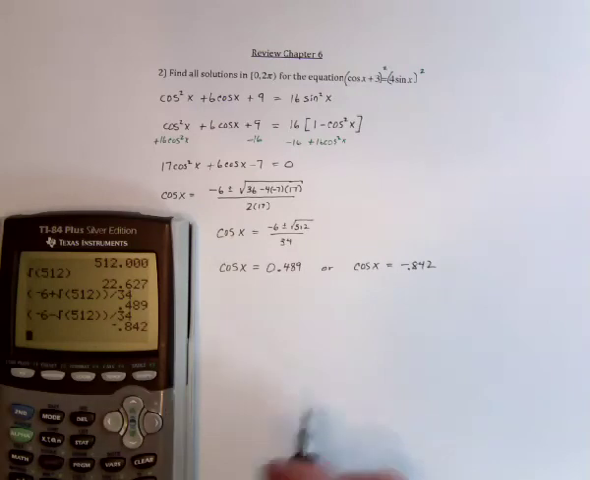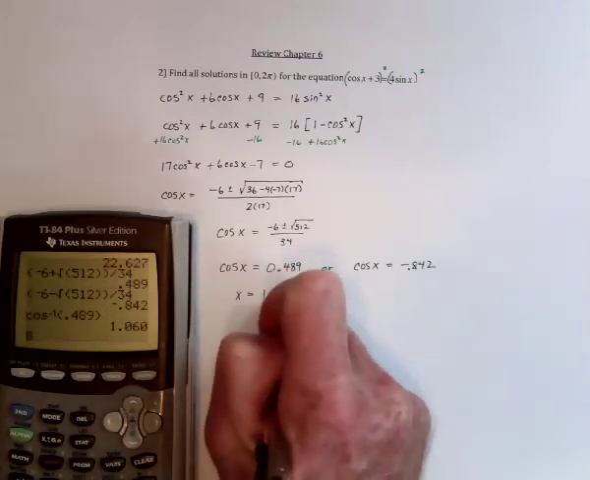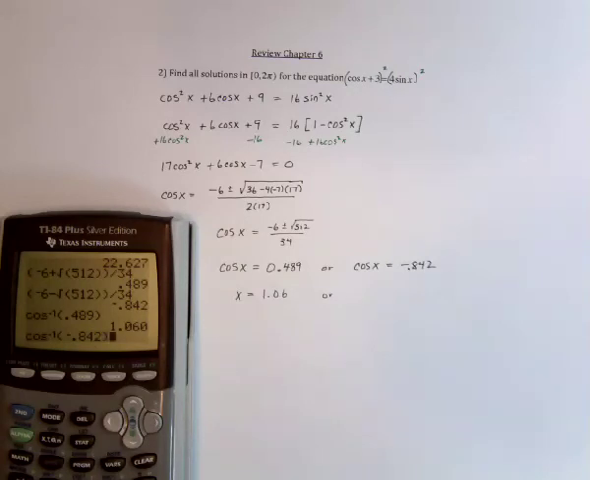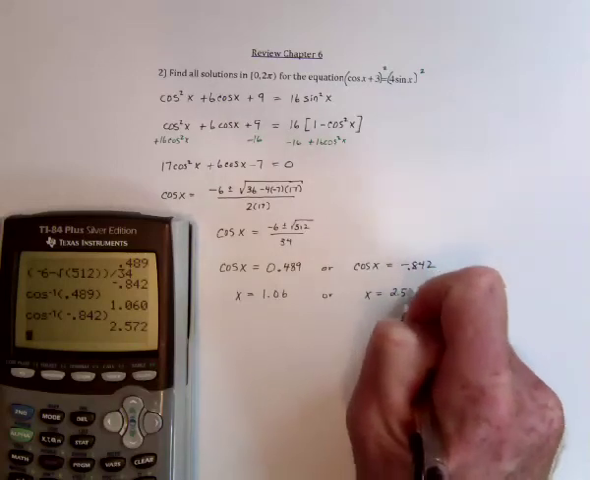And then take cosine inverse. So cosine inverse of 0.489, in radians, is 1.06, and then cosine inverse of negative 0.842. X is equal to 2.572.